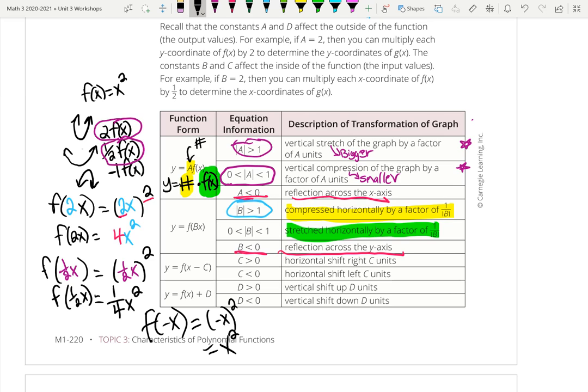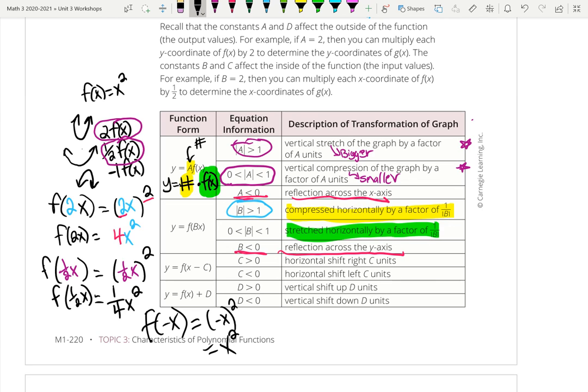So really, the idea is that the rules are the same. They're going to be stretches or compressions, but it's about just remembering, hey, if it's being multiplied on the outside, it's going to be a vertical stretch. If it's being multiplied on the inside, it's going to be a horizontal stretch.